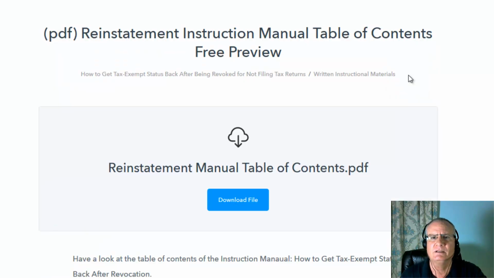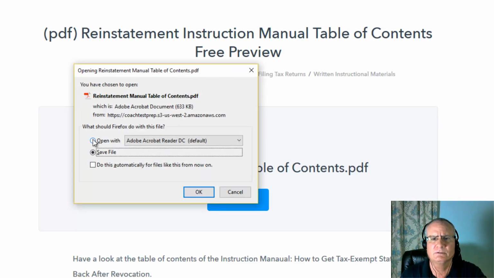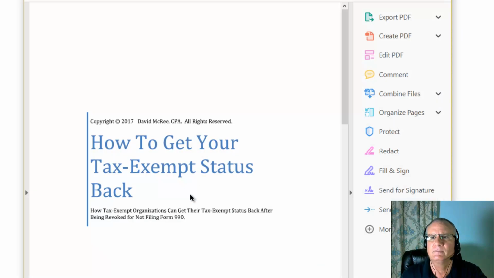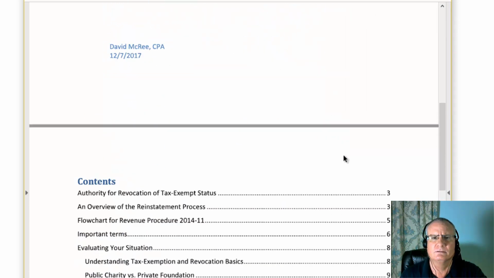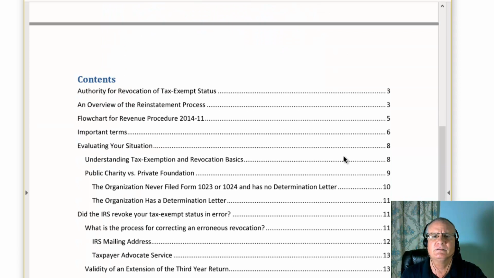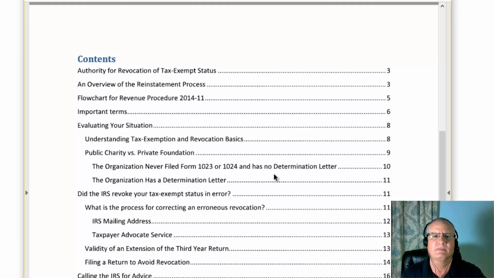So let's just go ahead. Okay, so we can download. It's a PDF file, and we're going to say Open in Adobe Acrobat Reader, and here it is. So here's the table of contents, the authority for revocation, an overview of the process, the flow chart, important terms, evaluating your situation. This is important. How do you evaluate your situation?